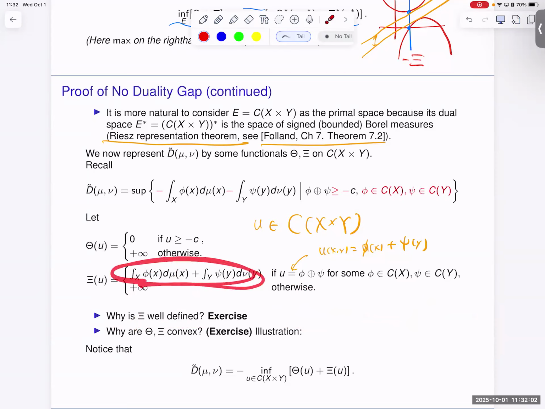Here, this value will a priori depend on theta and psi, right? But there might be different choices of theta and psi giving the same sum u. Then for those different phi and psi, you may have different values for these integrals. So then this function may not be well defined. Okay, am I making sense? Then why is it well defined?